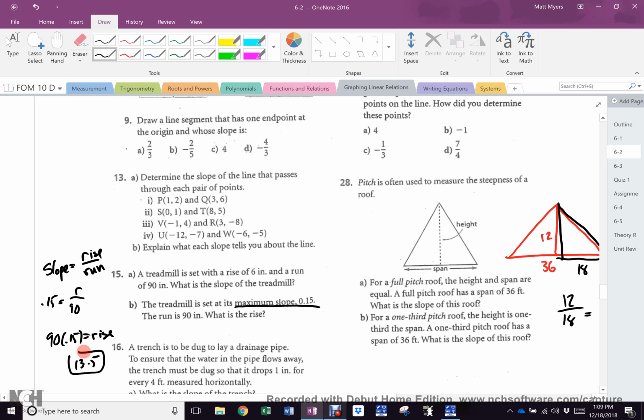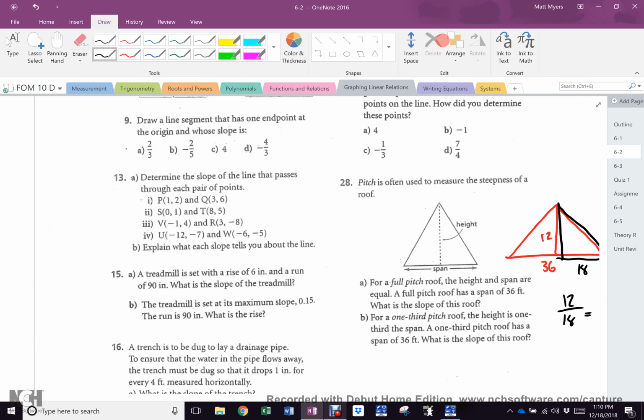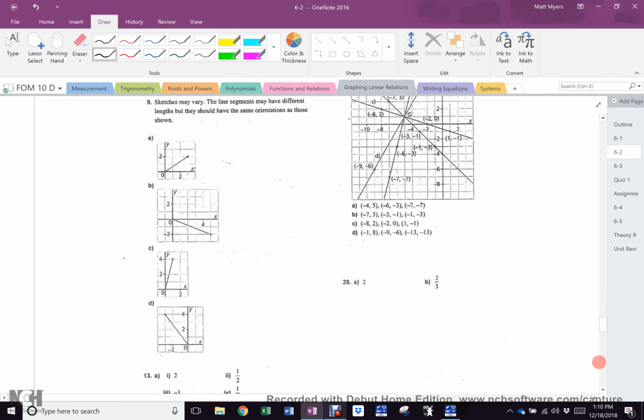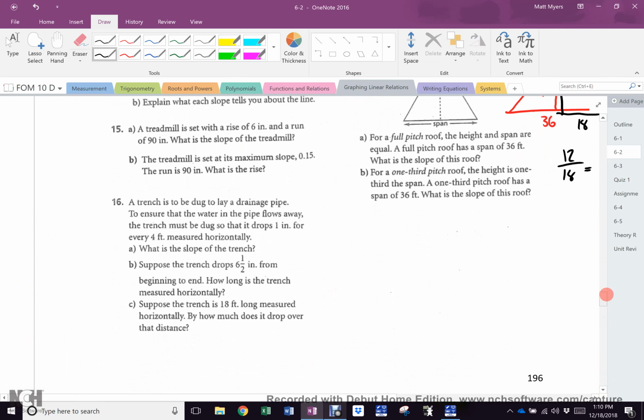Yeah? Okay. Any other questions? Might I say, I'm very happy to see some of you actually did some work on page 196. You did the practice before the other stuff. Any other questions? 16B. A trench. Whoa! Slow down there. Slow your roll, big stuff.